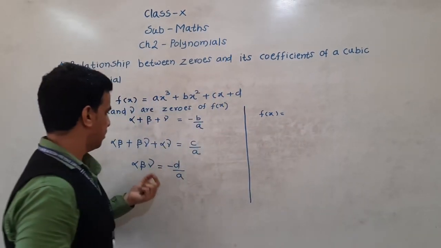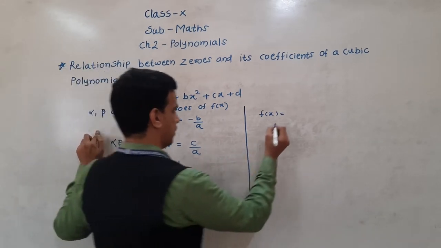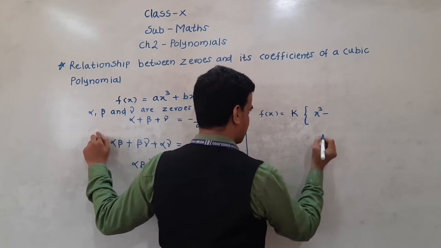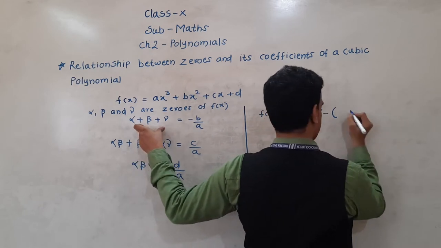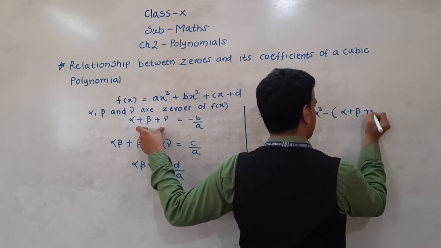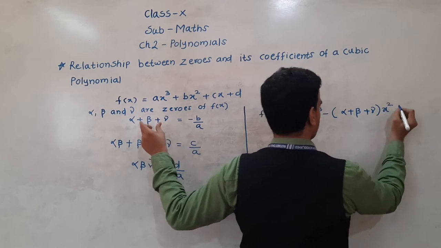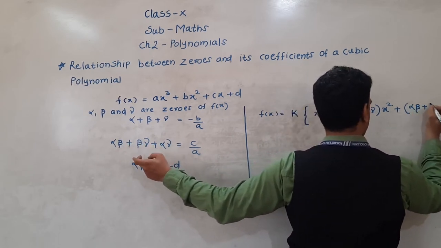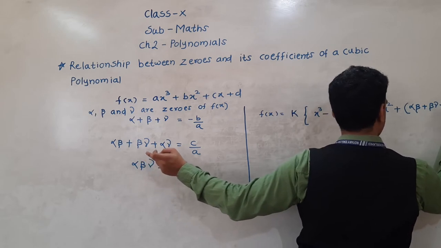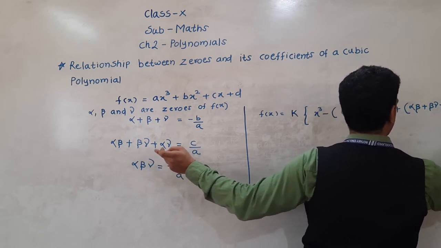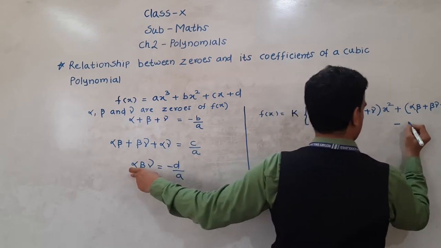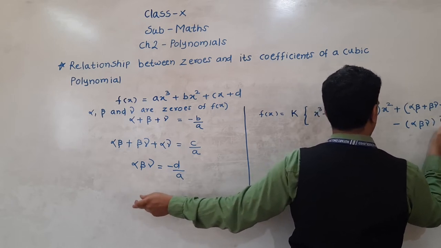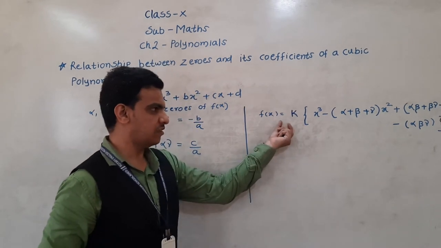Similarly, the cubic polynomial we can write as f of x is equal to k into x cube minus sum of zeros, that is alpha plus beta plus gamma, into x square plus this relation alpha beta plus beta gamma plus alpha gamma into x, and minus alpha beta gamma. So this is the cubic polynomial.